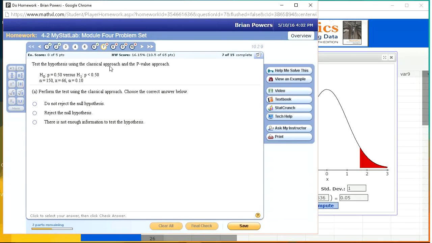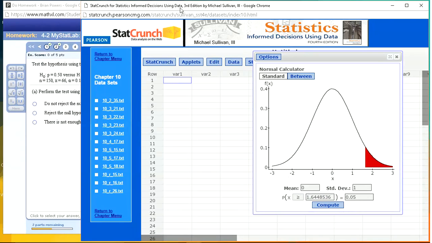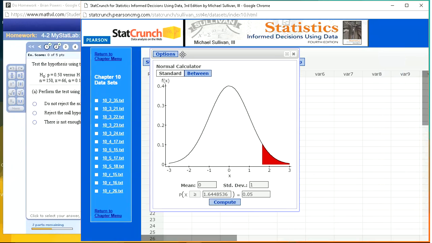We're going to test this hypothesis: the null hypothesis that p is equal to 0.50, some population proportion is 0.50, and the alternative that p is less than 0.50. So this is a left-tailed test. So I'm going to go back to the calculator. To do this using the classical approach, we need a rejection region and a test statistic. In this case, a z-statistic, because we're dealing with a population proportion p. So it's a left-tailed test, so I'm going to move this over.